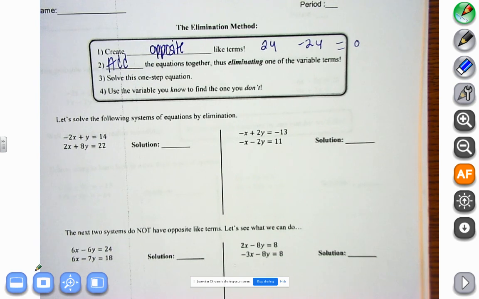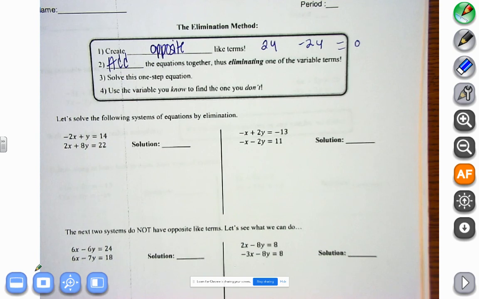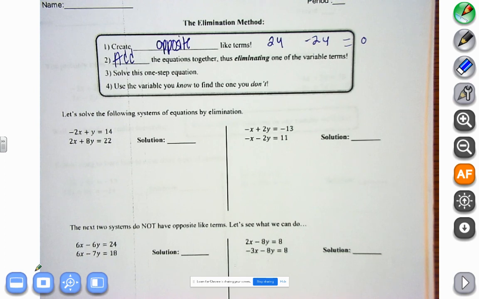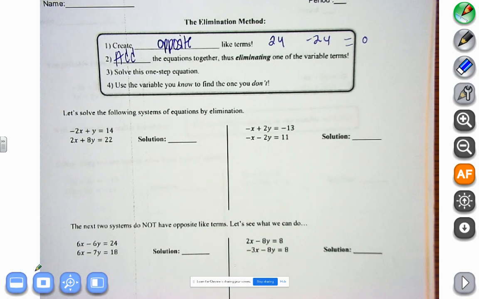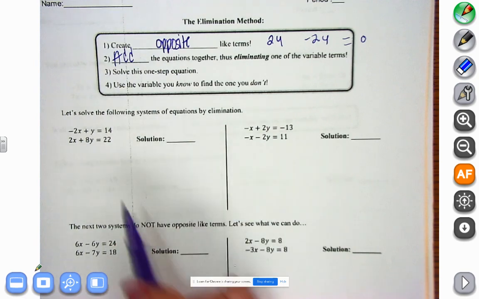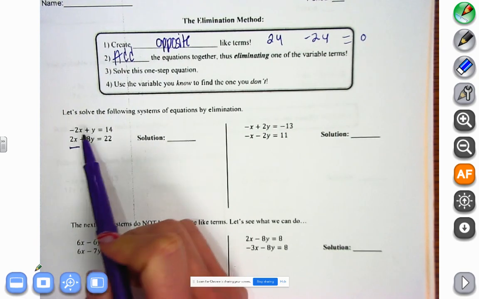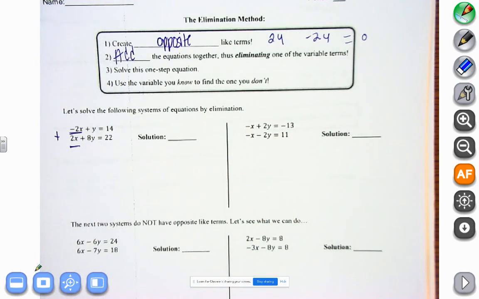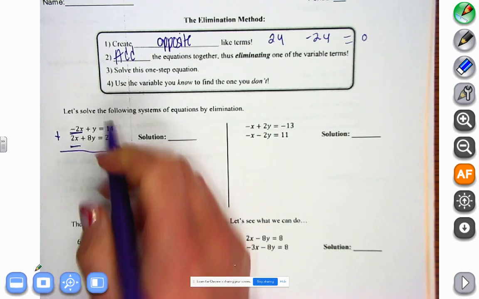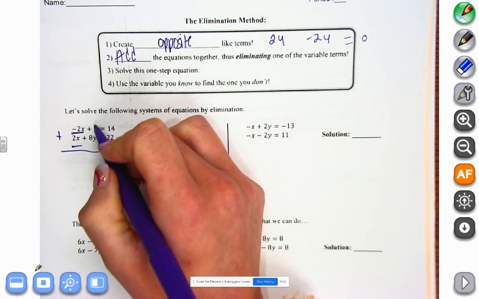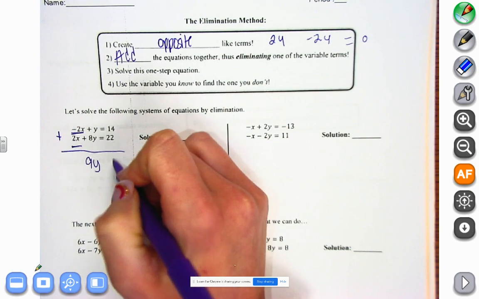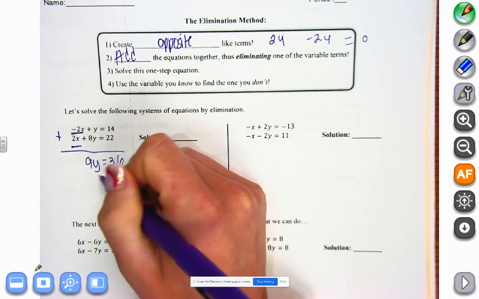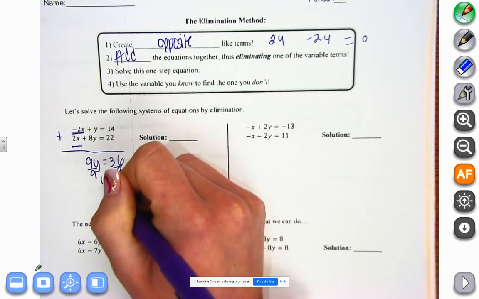Okay, so let's do a few examples where we already have our opposite like terms, where we don't actually have to do anything to the equations. We're just going to be adding them to eliminate a variable and then get closer to solving. So in this first example, let's identify our opposite like terms. We have 2x and negative 2x. And if we add down, because they're already opposite like terms, our x's cancel out, y plus 8y is 9y, and 14 plus 22 is 36, giving us 9y equals 36. And if we solve for y, we get y equals 4.